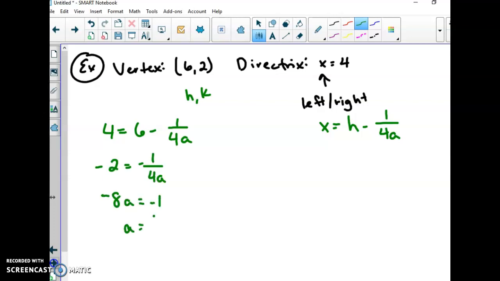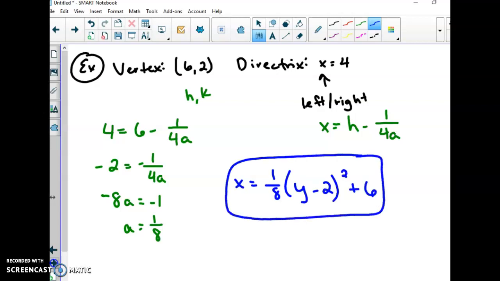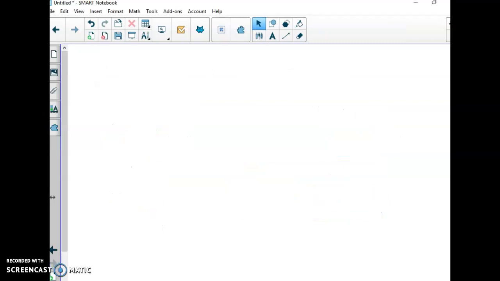And we can see then that a is 1/8. I now can write the equation of my parabola. So x equals 1/8 times (y minus 2) squared plus 6. And that's just because I used my information about parabolas in my formula sheet in order to write my equation. Now let's say that you're given a focus and a directrix.